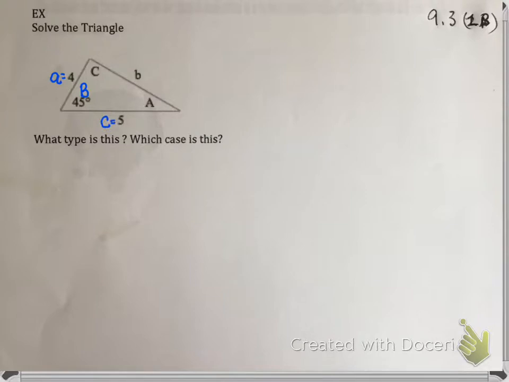Okay, what kind of triangle is this? This is a SAS, side, angle, side, because the angle is sandwiched in between the two sides. And therefore I know that I should be using the law of cosines. So now my next step is to figure out which one do I use. I have side a, I have side c, and I have angle B.